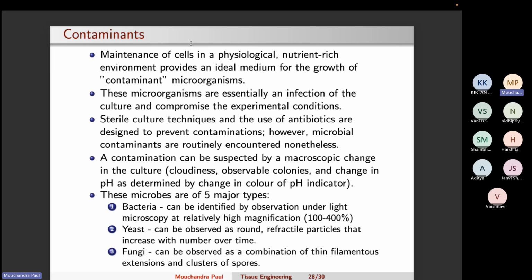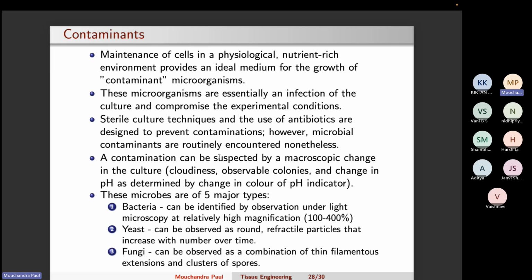Usually we change media on alternate days, but if you have to do it more often, it is because one of the reasons could be that some type of microbe has started growing. It will cause cell death, more and more cell death. So how will you detect the presence of these microbes?